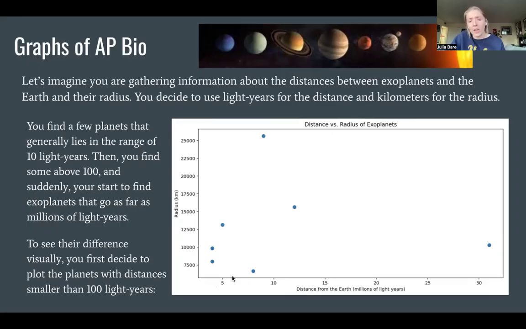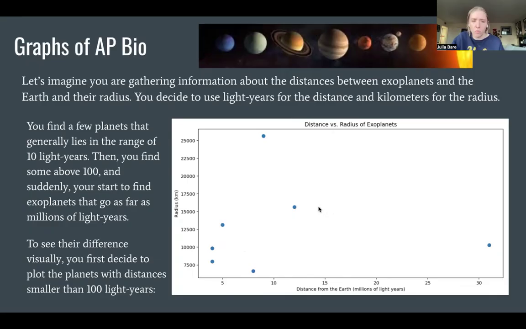So what you're looking at here is the distance of these exoplanets from Earth and then the radius of those exoplanets in kilometers. So you'll notice that as you graph the data, most of the exoplanets are going to have data around 5 to 30 million light years, right?